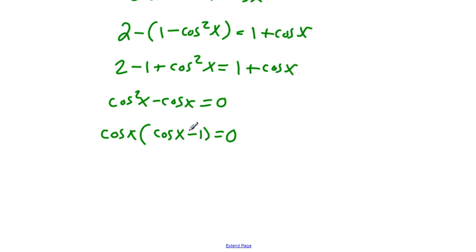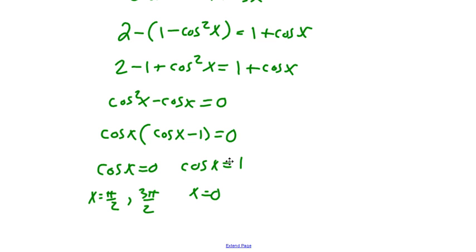And now we set each factor equal to 0. So cosine of x equals 0, and cosine of x equals 1, because I'm going to go ahead and add the 1 right now. And so let's see, when is cosine of x 0? Well, that's at pi over 2 and at 3 pi over 2. And when is cosine 1? Well, that's just at 0. So those are our 3 answers.